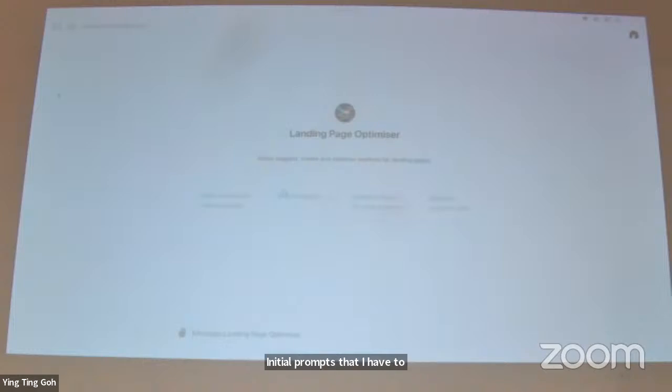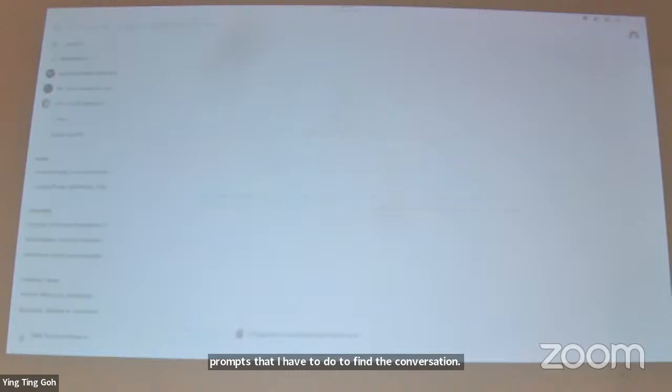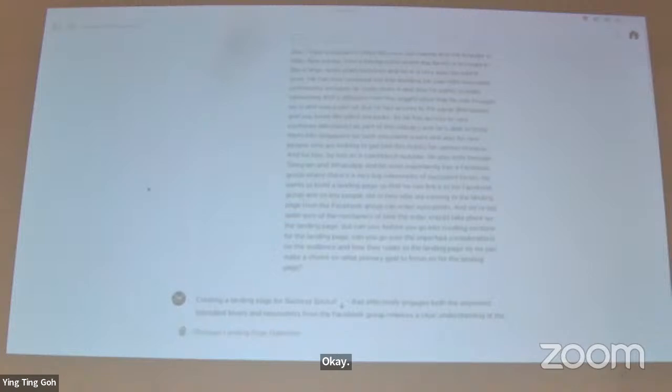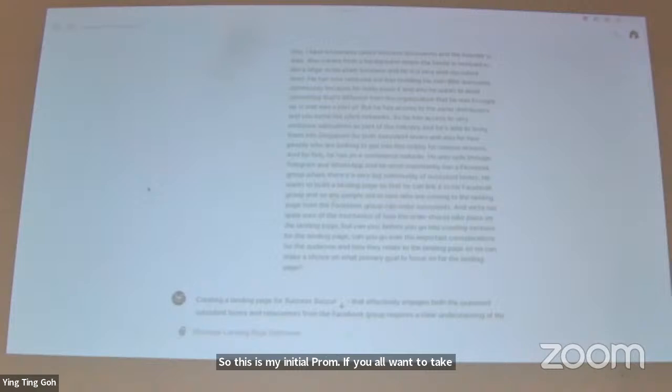Okay, so let me just refresh. Okay, so this is my initial prompt. If you all want to take a picture, I don't know if you want to, but it's there. Can I scroll? Okay, let me scroll here.